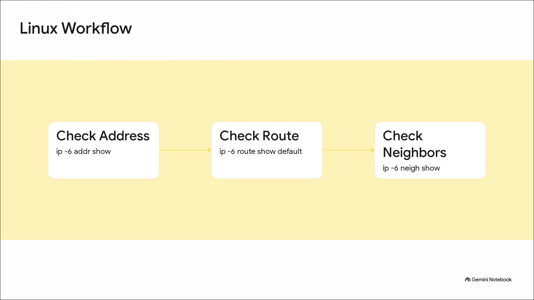And step 3, use ip -6 neigh show to peek at your neighbor cache for any stale or failed entries. If your router is sitting there tagged as failed, well, you've just found your culprit.